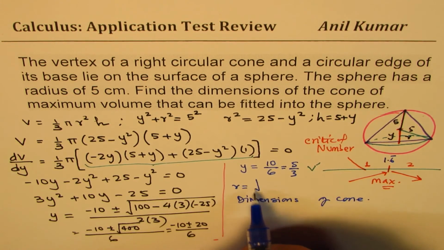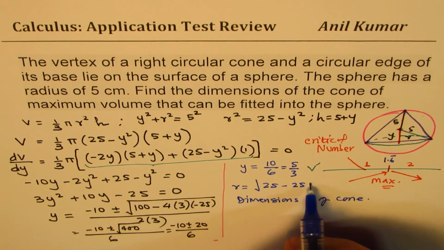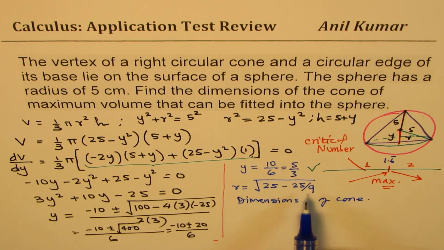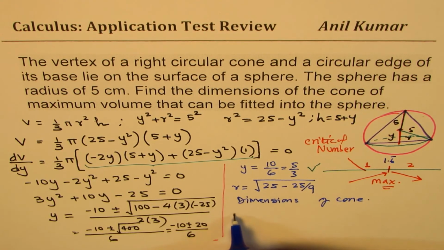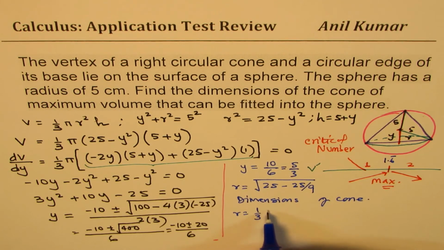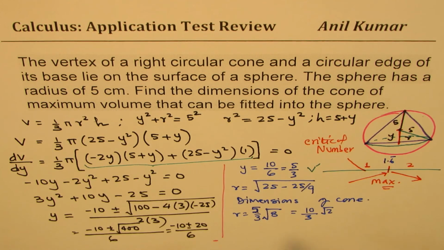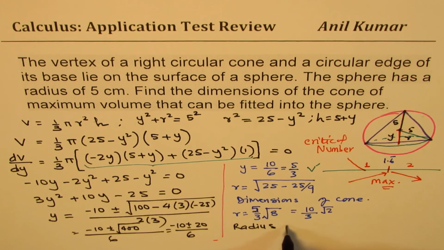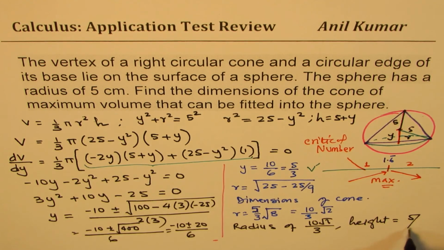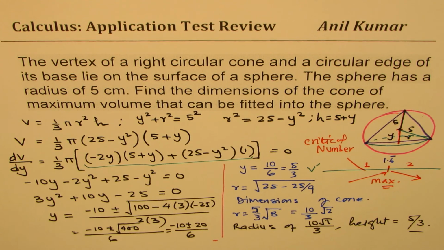The radius r will be the square root of 25 minus the square of this, which is 25 minus 25 over 9. Is it okay? So that is the radius. Taking 9 in the denominator, 25 is 5, and 9 minus 1 will be the square root of 8, which could be written as 2 square root 2. So 10 over 3 square root 2 becomes your radius, right? And therefore the dimensions will be a radius of 10 square root 2 over 3 and a height of 5 over 3. Correct? So that becomes the answer for the given question.